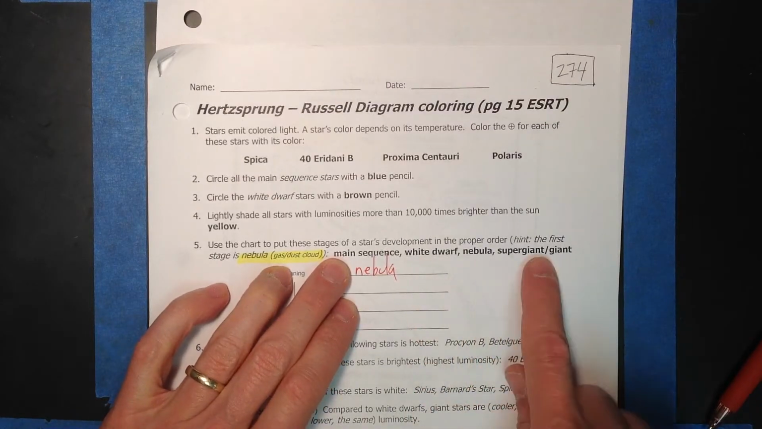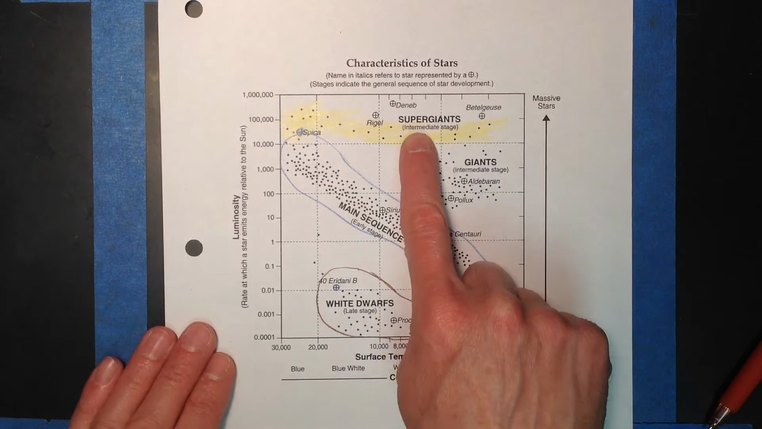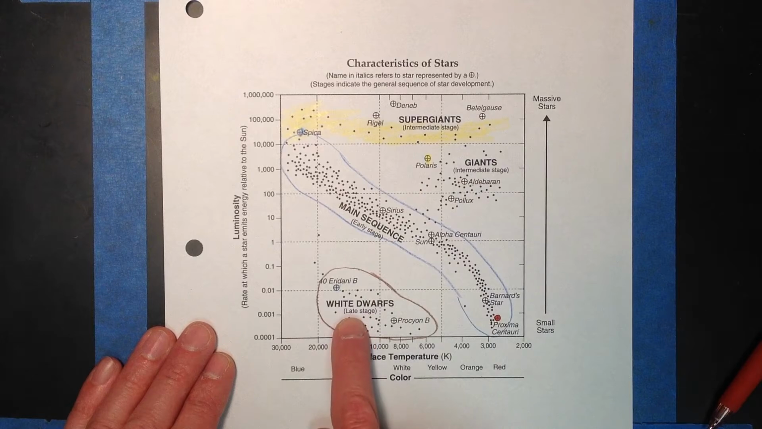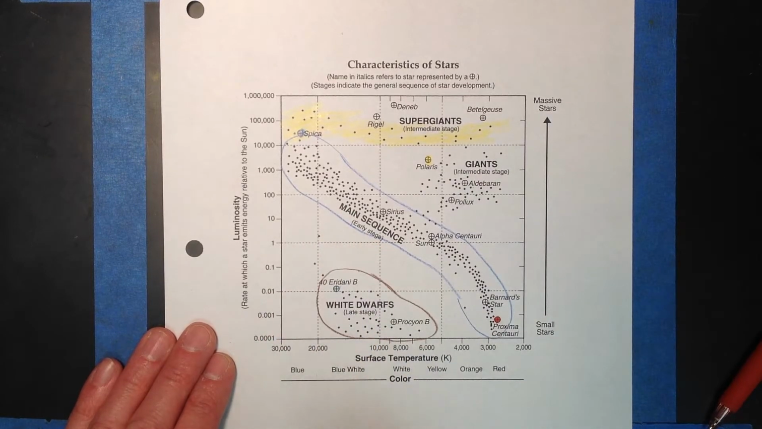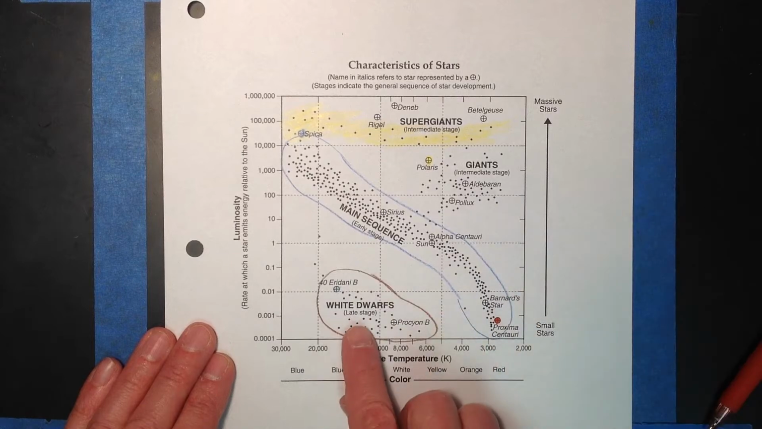Main sequence, white dwarf, or supergiant, giant star? Well, what they have on the reference table: look at these, supergiants, intermediate stage, giants, intermediate stage, white dwarfs, late stage, main sequence, early stage. Those are your hints. Okay? Intermediate, in between. Early is towards the beginning. White dwarfs towards the end.